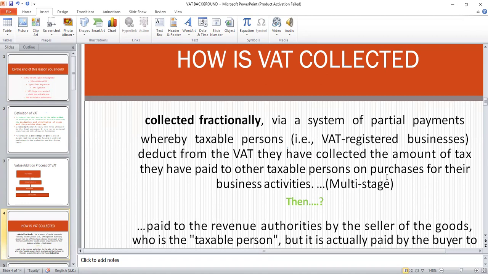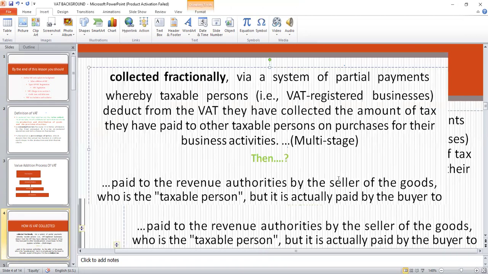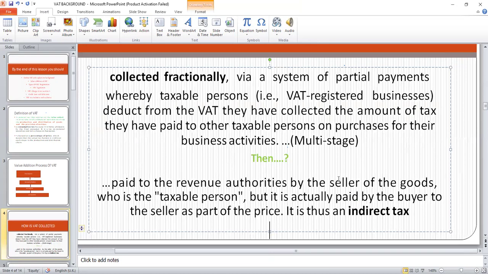They have to deduct the amount they paid to the wholesaler on purchases for their business activities, and then pay the rest to the revenue authority. It is paid by the seller of the goods, who is the taxable person, but it's actually paid by the buyer to the seller as part of the price, that is an indirect tax. In this case, when the supermarket sells goods to you, let's say you have purchased 2 pens, each at 50 bob, that is 100. Then if you add VAT, let's say it is 150. So I purchase at 150 from the supermarket, that is the price inclusive of VAT.